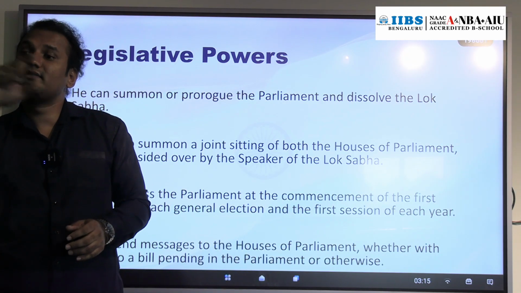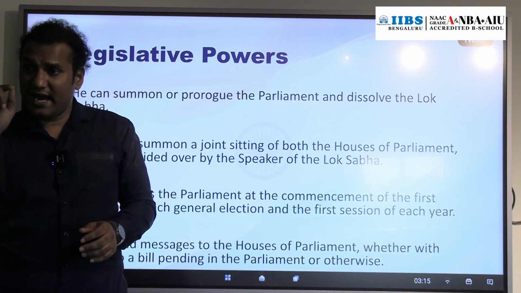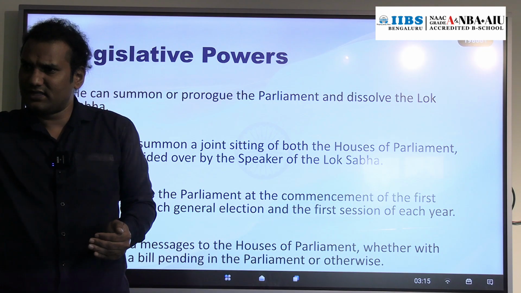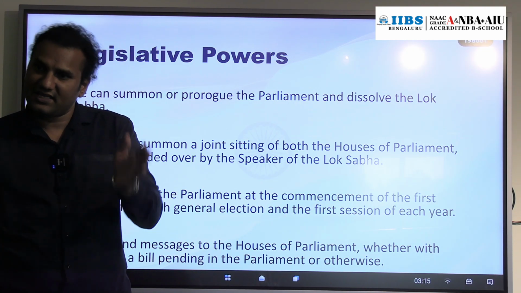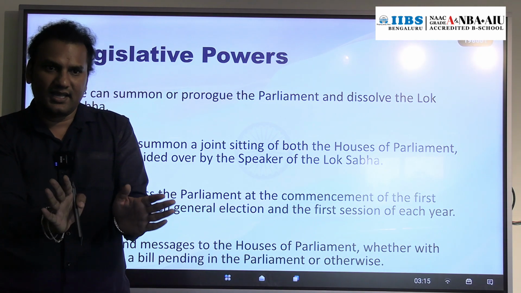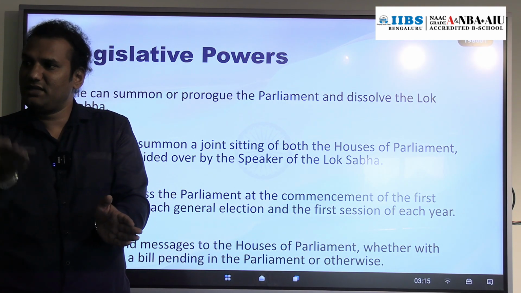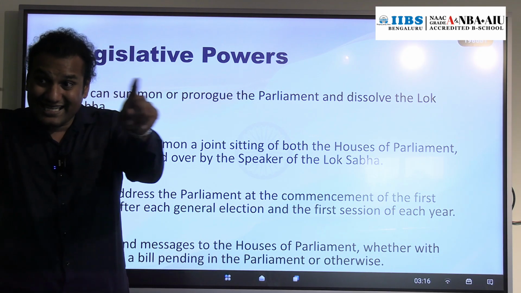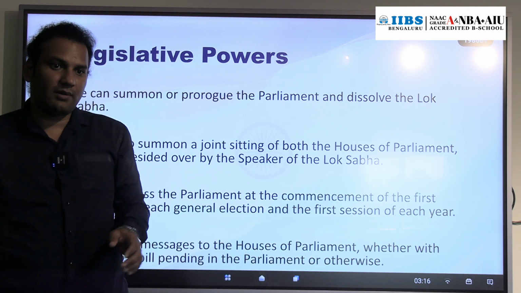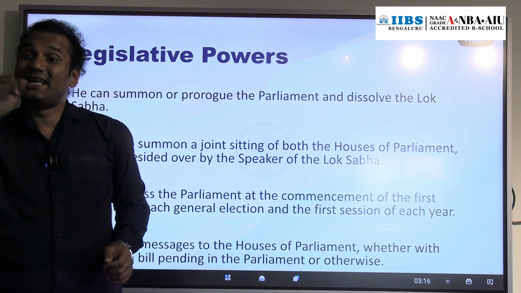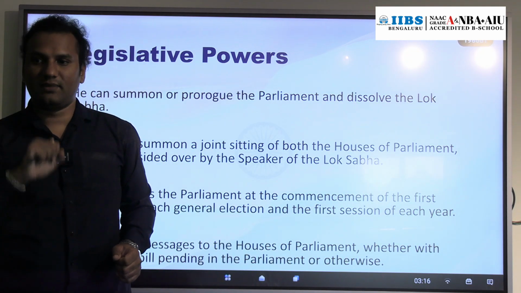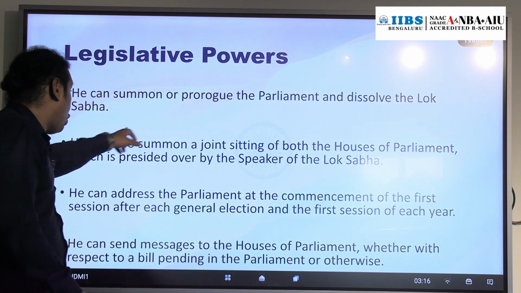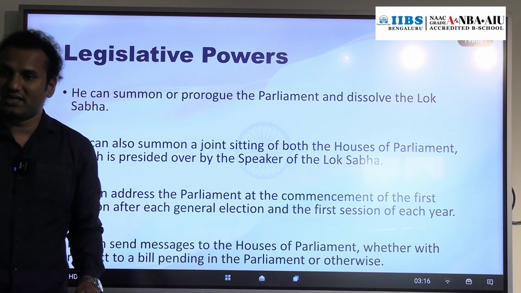So whenever there is a deadlock situation in case of a bill, what will the President do? The President will call both Lok Sabha members as well as Rajya Sabha members, and they will sit in a single house only. In that single house, the bill will be introduced, discussed and voted. That single house session, where the members of Lok Sabha and Rajya Sabha are both present, is called the joint session of Parliament.